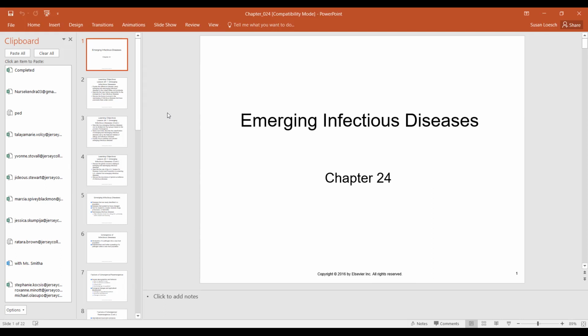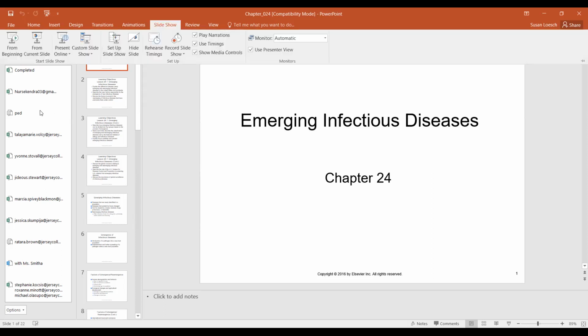These emerging diseases could be caused by a virus, a bacteria, a fungi, a protozoan, a helminth. Older diseases that have been known for a long time that were previously under control but are now reoccurring are called re-emerging infectious diseases. So one of those that you're going to see right now is measles.